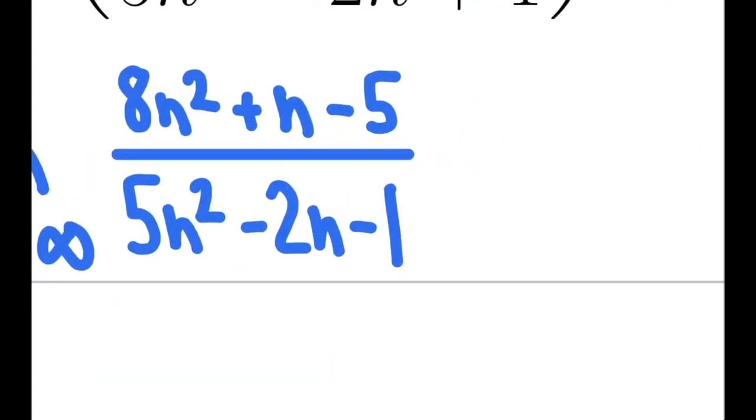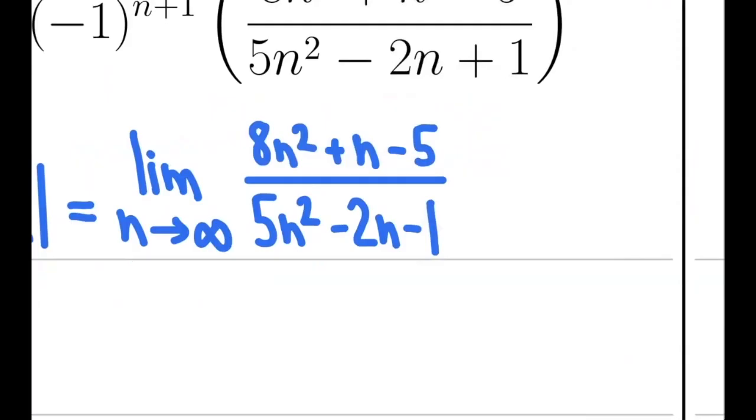Let me ask the audience now. Do you guys know how you take the limit of this as n approaches infinity? Forgot the exact name of it, but something to do with looking at what's the highest power. Okay, good. Yeah, the term with the largest degree, with the largest exponent is going to be dominating, basically.